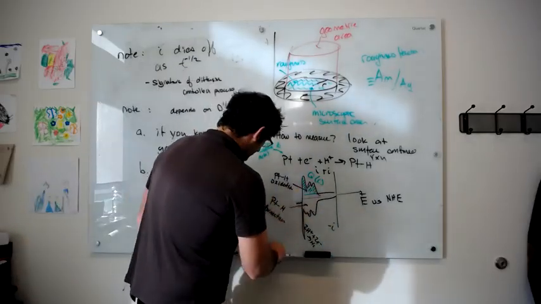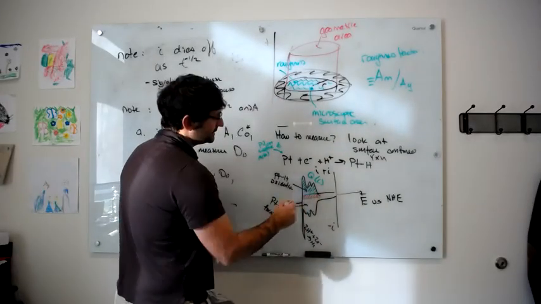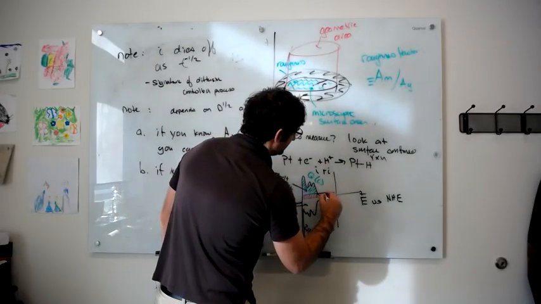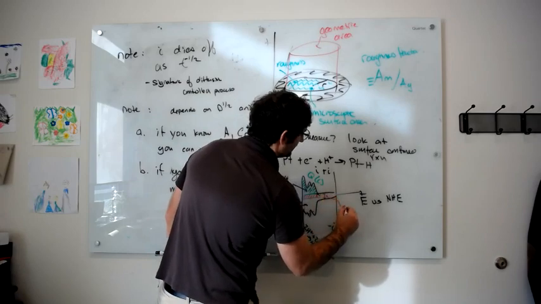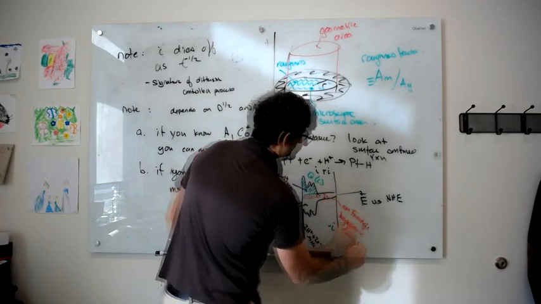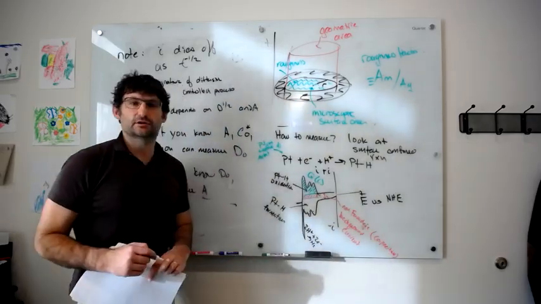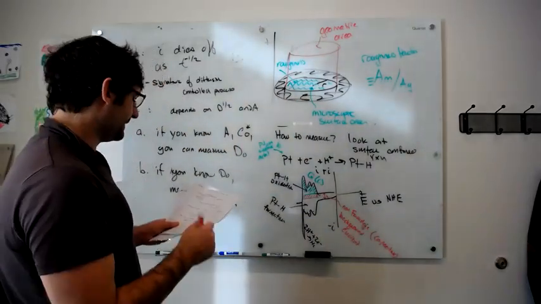And notice that I did not count this part in this integral. The reason I didn't count this part is that this is non-Faradaic background current. And that's a capacitive current, right? So that's a capacitive current. Okay, so I can do that.